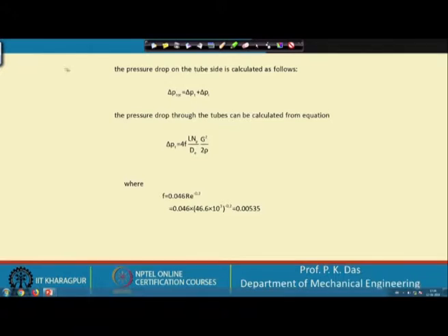The pressure drop on the tube side is calculated as follows: delta P total is equal to delta P T, inside the tube, and delta P R for returning. The pressure drop through the tubes can be calculated from this. This is very easy, you can understand there is a friction factor and the length of the tube, then there is some sort of a mass flow rate through the tube. So, a simple pressure drop formula one can use, and this kind of correlation has been suggested. With this one can calculate the pressure drop through the tube.